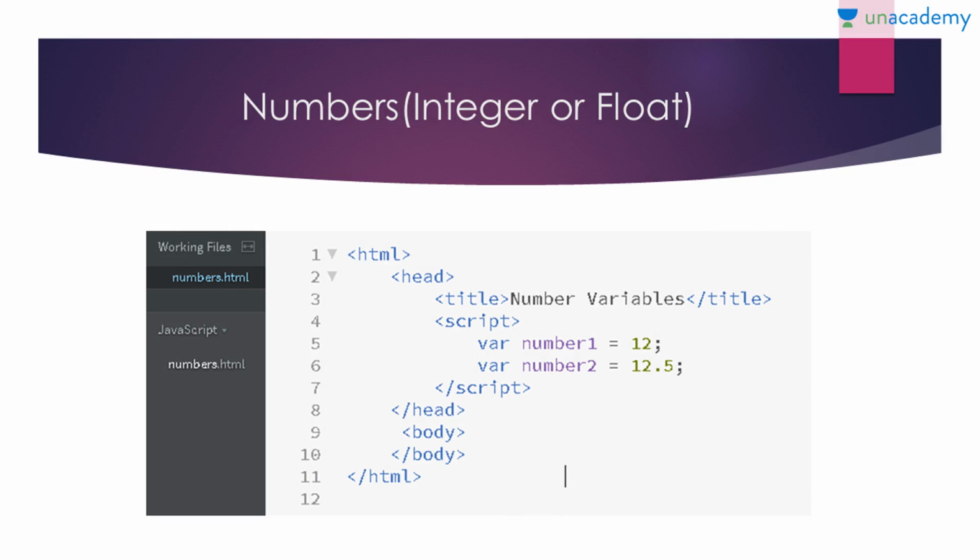Here you can see this example for assigning a float, that is a decimal, and a normal integer to our variable. Here in my script tag, I used var, which is the variable, and after that I used number1, which is the name of my variable. In the same way, I used another variable, number2, and I have assigned the value to it. First I assigned 12, which is the integer, and after that I assigned a float, which has a decimal place, right? So you can see that I used the variable names number1 and number2.